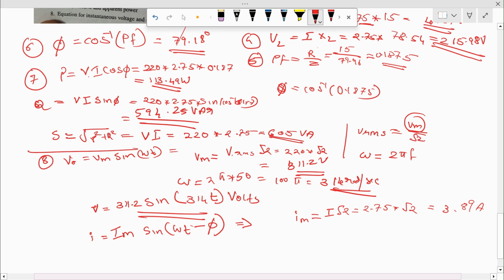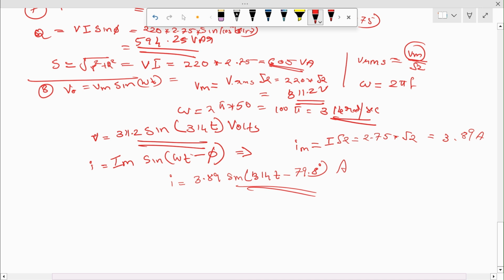So now we have to find omega t. Omega t we already found, 314. Now we have to find phi. Phi is already found. It's the phase angle between voltage and current. It's 79.18 degree lagging, right? So we can write the instantaneous current as 3.89 sine of 314 t minus the angle, 79.8 degree. So this is the instantaneous value of current.